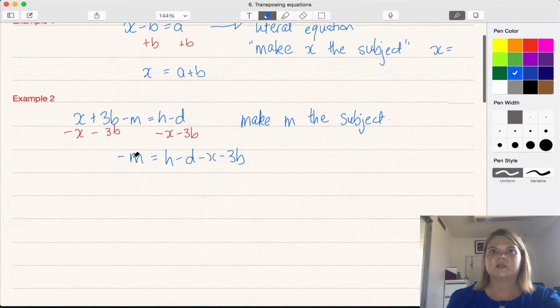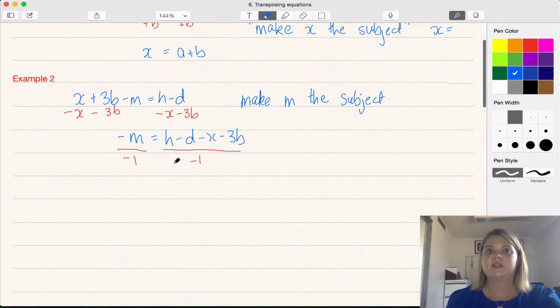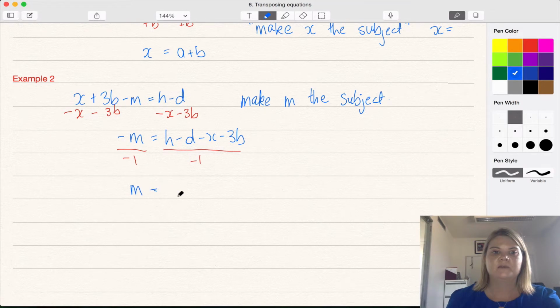Now this is negative m, it's not m equals, so we need to divide by negative 1, because remember this is negative 1 times m. Divide by negative 1, and divide all these ones by negative 1. And remember the trick when you're dividing by negative 1, you can just change the sign around. So this negative becomes a plus, which is what we want, plus m. This will become a negative, this will be a positive, this will be a positive, and this will be a positive. And we've made m the subject.